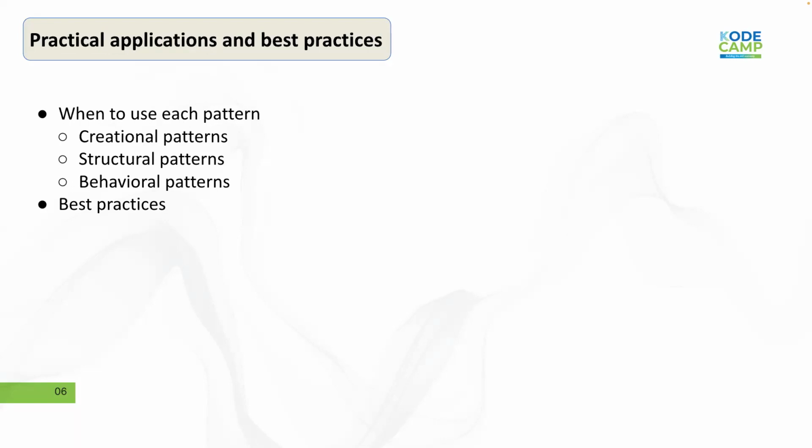Before we look at some examples, last but not the least on our list, we have practical applications and best practices for software design patterns. We're going to use each pattern, and we'll start with creational patterns. We've seen when to use the singleton under creational patterns: database connections, loggers, configuration managers, and so on. The factory method is for creating UI elements, database drivers, or file parsers. That is when you can use the factory method.